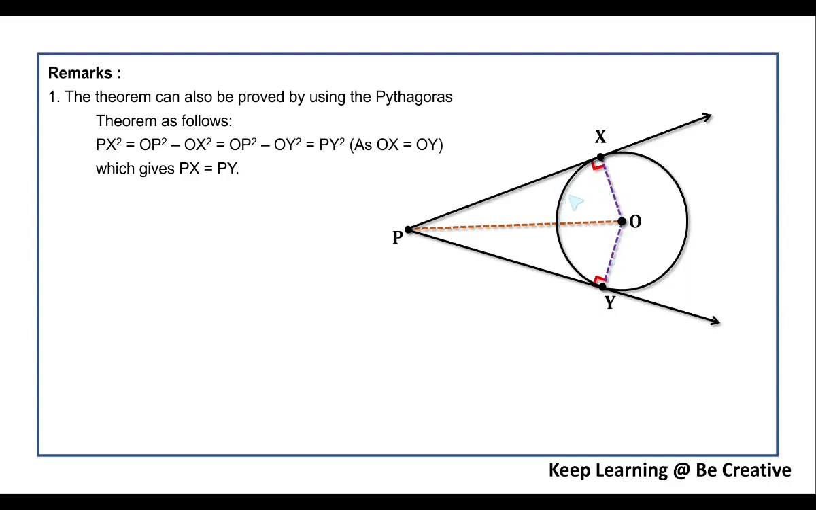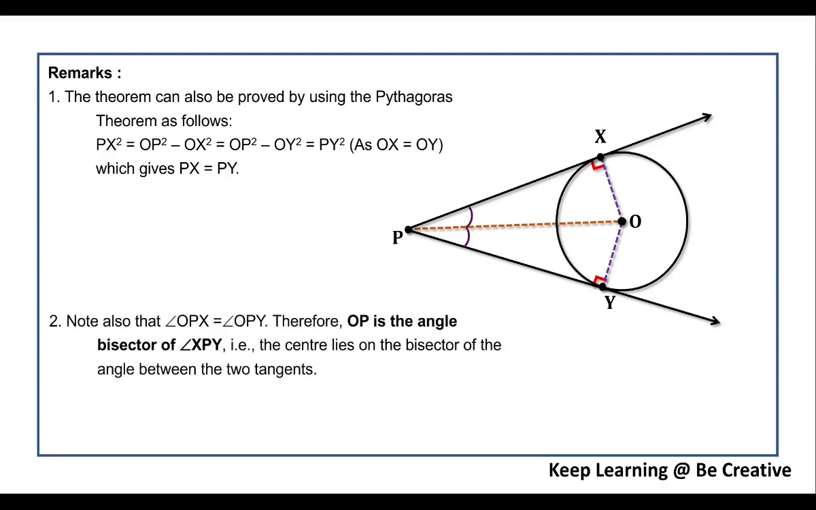So from this triangle we have moved on to this triangle. In this you can see that OP square minus OY square will give you PY square, as again this is a right angle triangle and here OP is the hypotenuse and PY and OY are the perpendicular legs. So here we can replace OP square minus OY square by PY square by using Pythagoras theorem. This gives us the result that PX square is equal to PY square, and if you take the square root on both sides, you will have PX is equal to PY.